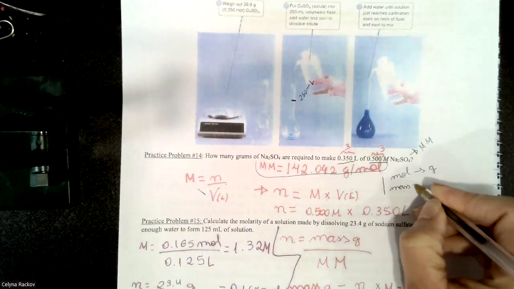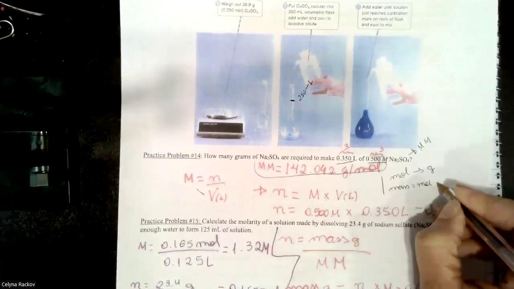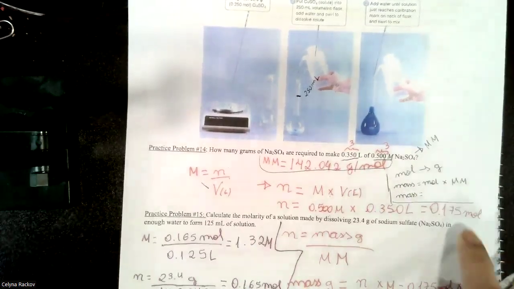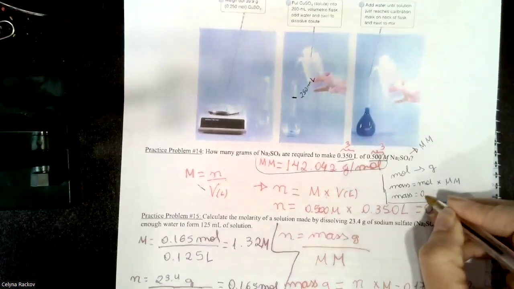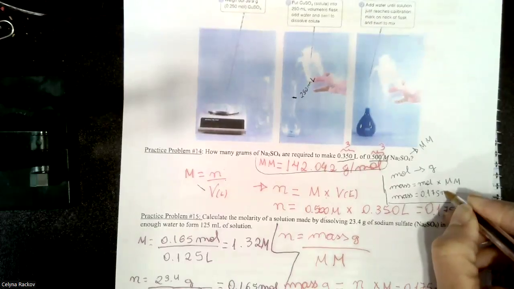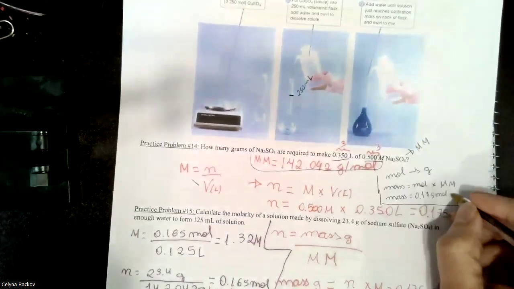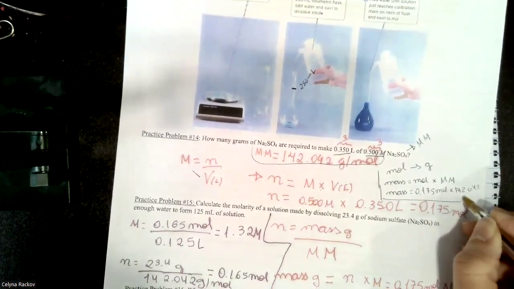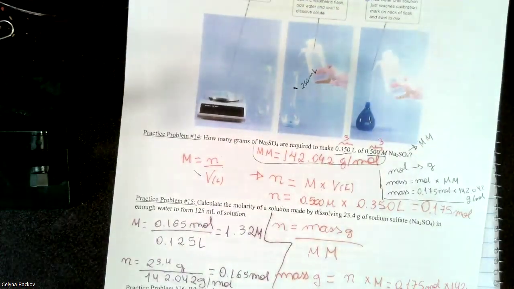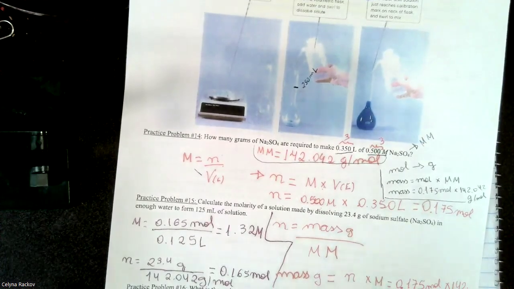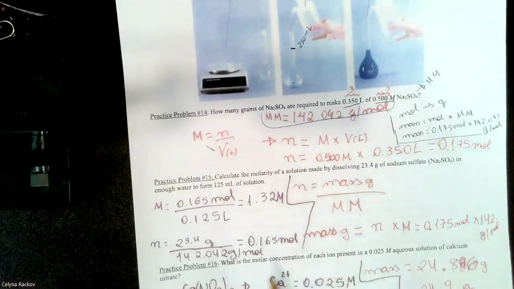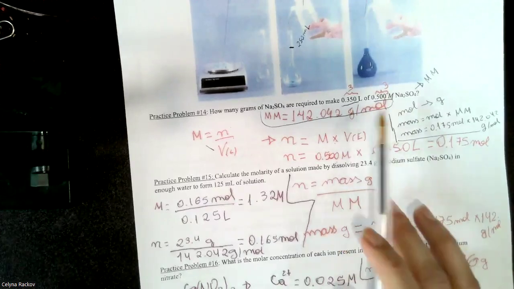So then let's multiply. The mass will be equal to moles times molar mass. So what are you going to multiply? The moles that were calculated here, 0.175 moles, times the molar mass, 142.042 grams per mole. This is an example of a question to calculate the grams, if the question gives the volume and molarity.